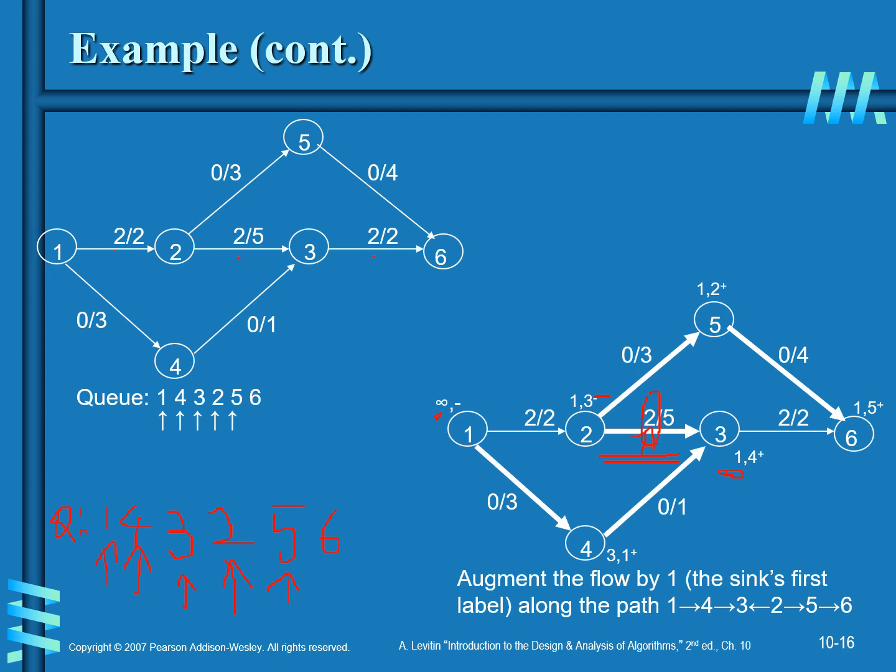Since this is labeled with minus, I have told backward edge means you have to decrease the current flow. So you have decreased the current flow by 1. Then what is its second label? 3. So you will come over here.